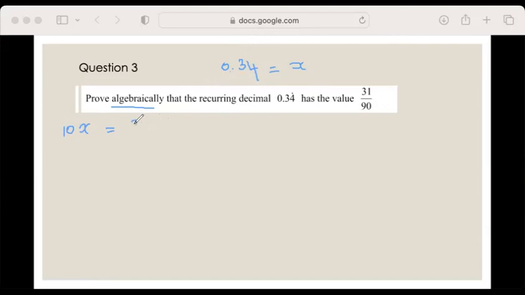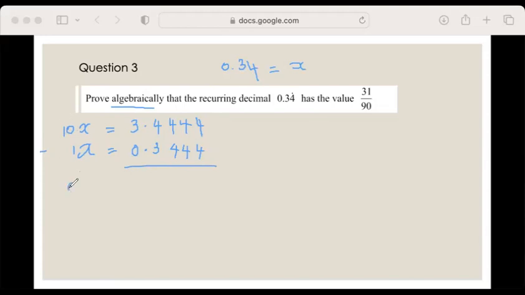So if 1x is 0.34, then 10x will be 3.444, and like that. 4 is recurring. Then we take away 1x out of it. So 1x is 0.3444 and all, and 10x is 3.444. So we take away 1x from 10x.